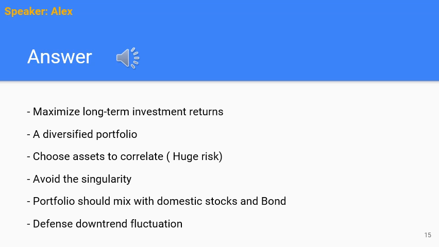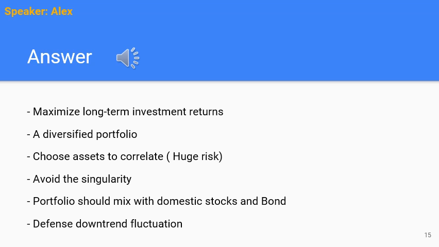Moving on to the question. Should the shares be of companies in the same industry or of companies located in the same country? The answer is no, because there is no diversification. It means that we need to take a huge risk because we have chosen correlated assets.